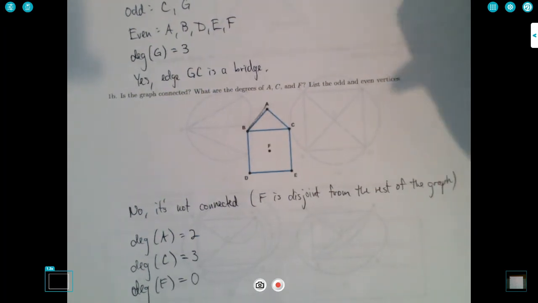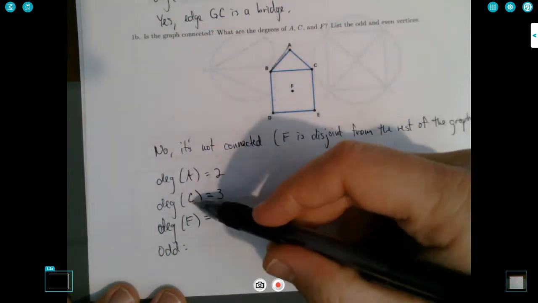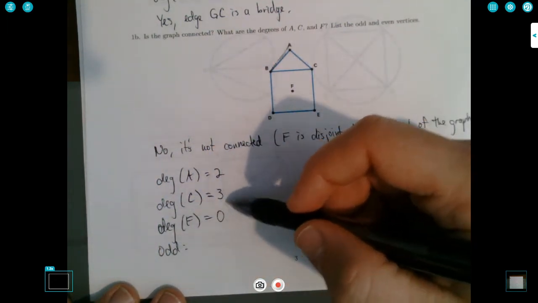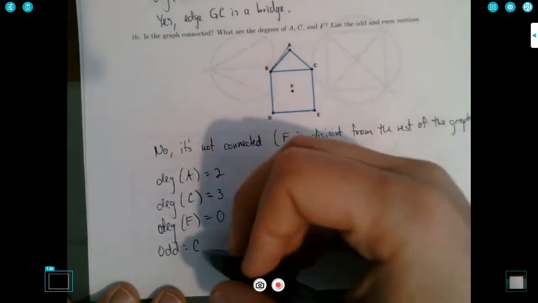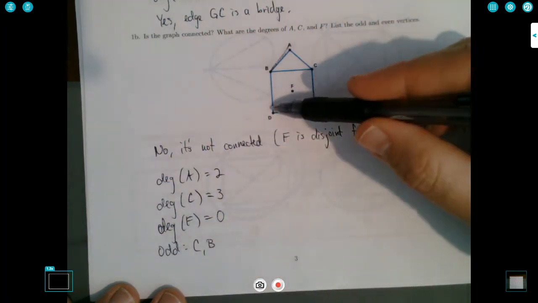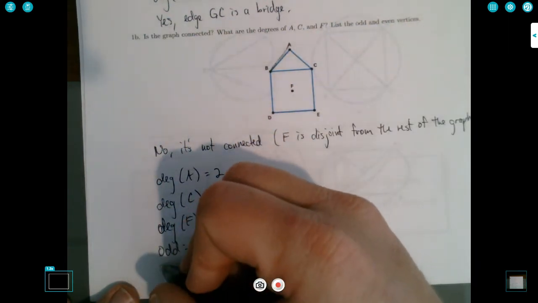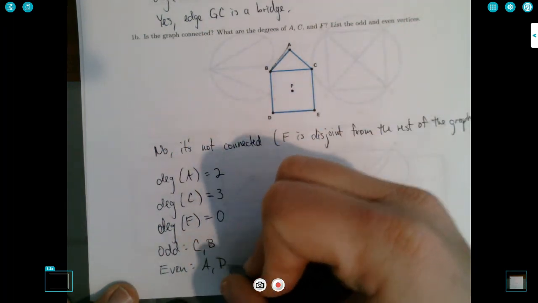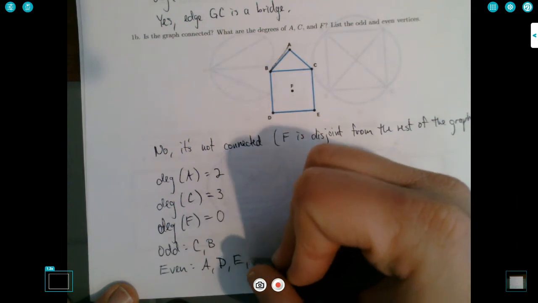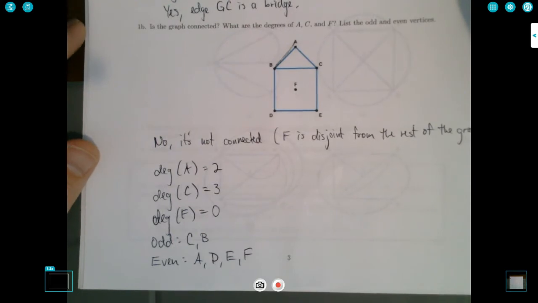Then it says to list the odd and even vertices. Well, we've already decided that C is an odd vertex. So C for sure. B, 1, 2, 3 is also odd. A is even. F is even, if we consider 0 to be an even number. So A, D, E, and F are all even vertices. Okay, so that's that. Hopefully we're getting the hang of these graph things.